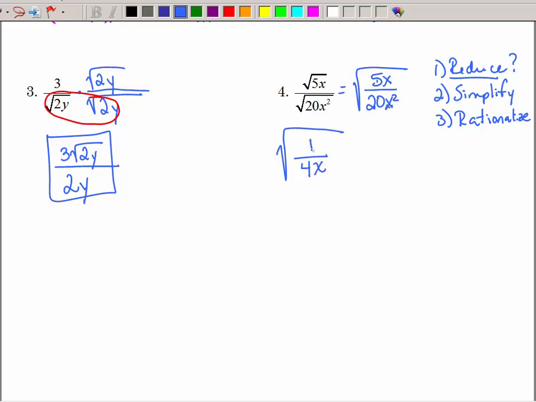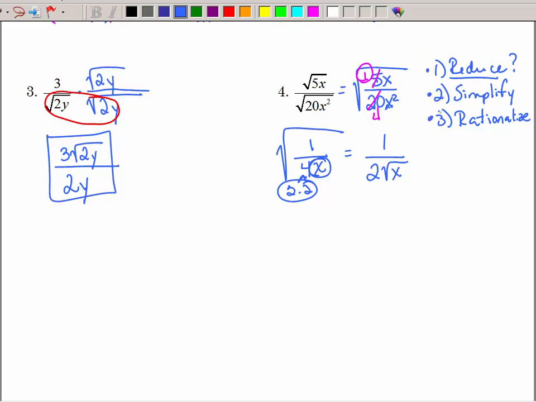It would stay on the bottom, and of course that leaves me a 1, because just think about it, 5 goes into 5 one time, 4. So there is that 1 there. Then, can I simplify? Well, sure. The square root of 1 is just 1. The square root of 4 is 2. But that x still stays there, because remember 4 is 2 times 2. I have a pair of 2's that comes out, but that x is not a perfect square. So I've reduced, I've simplified, I still have to rationalize.